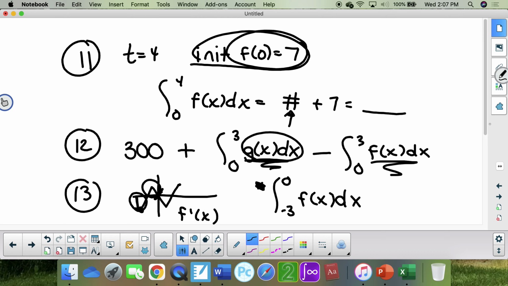What do I have for 14? Anything? I don't even have 14. Let h of x be the antiderivative of that. H of 5 is equal to pi, find h of 2. I don't even know where I got that from. We're done with 14. I think I must have found that someplace, but move on.